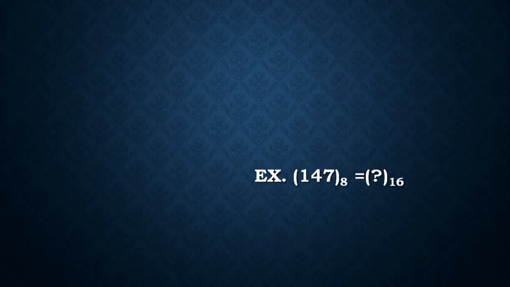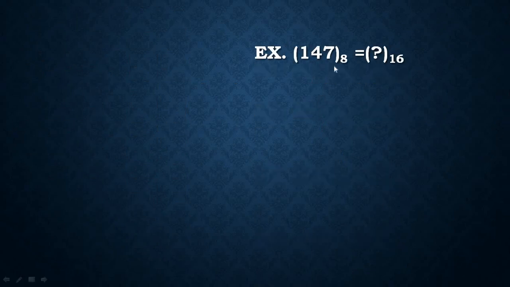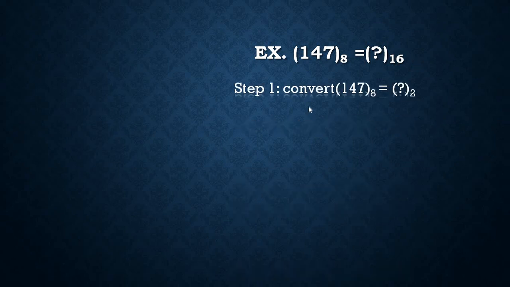We take another example. 147 to the base 8 has to be converted into the hexadecimal number system. Again we follow the first step. Step 1, convert 147 to the base 8 into binary. For that purpose we write the separate digits as 1, 4, 7. Again we have to find what the binary equivalent is for 1, for 4, and for 7.